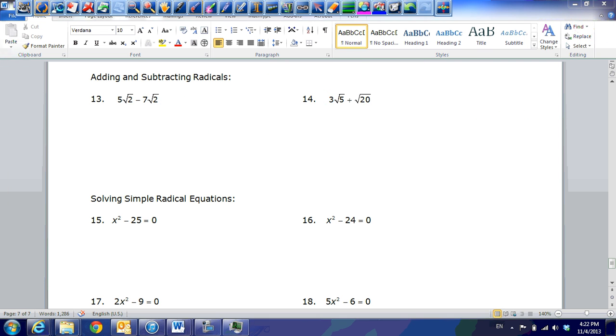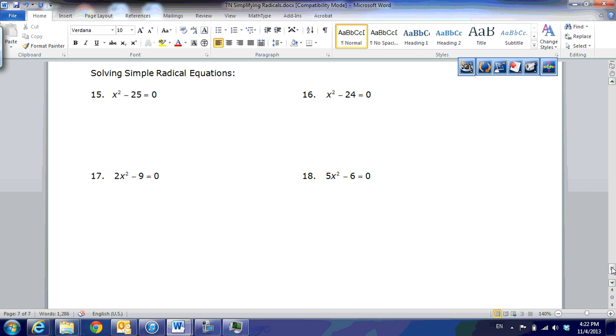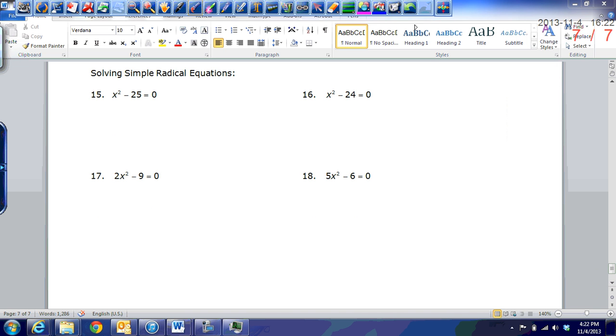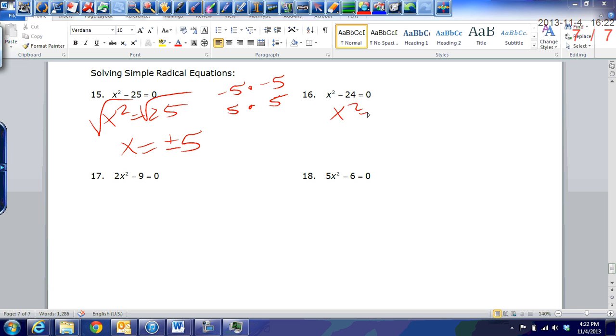The last thing is we're solving for x. So if I'm trying to isolate x, we get x squared equals 25. Take the square root of both sides, x is 5. But remember, if we take the square root of something, it could be negative 5 times negative 5 or positive 5 times positive 5. So what we like to do here is add a plus or minus in there. Same thing for like 16 and 18 and 17, all that stuff. Just get it on one side.